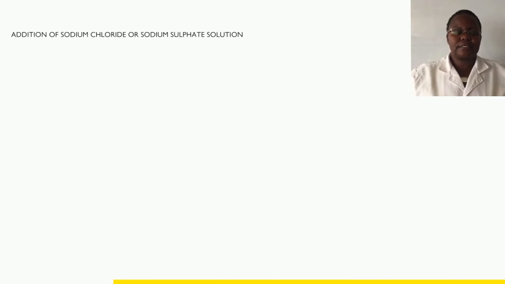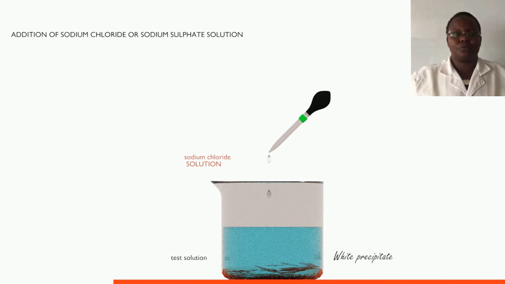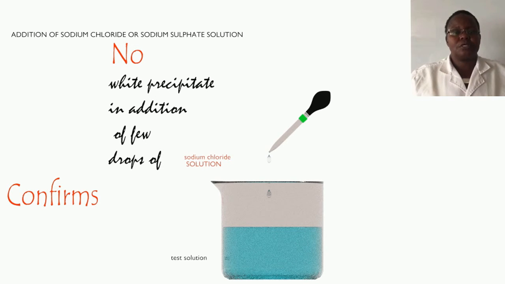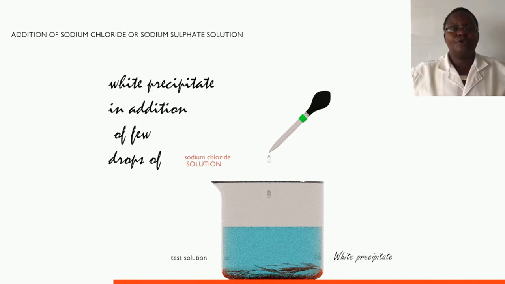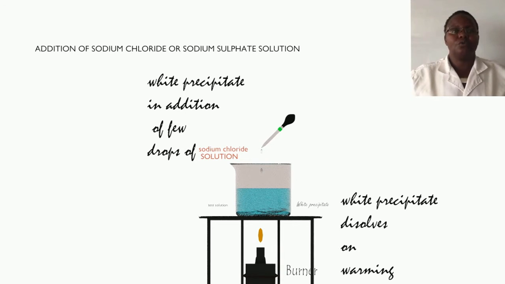In the next test, we are using sodium chloride or sodium sulfate solution. To the test substance that you have been provided with, add a few drops of sodium chloride or sodium sulfate solution. If a white precipitate is formed, lead ions are present. If no white precipitate is formed, then aluminium ions are present. If we use sodium chloride and the white precipitate that is formed is warmed and it dissolves, then we know conclusively that we have lead ions.